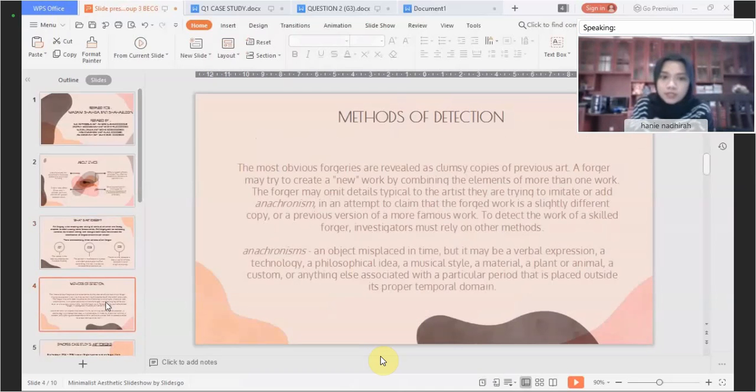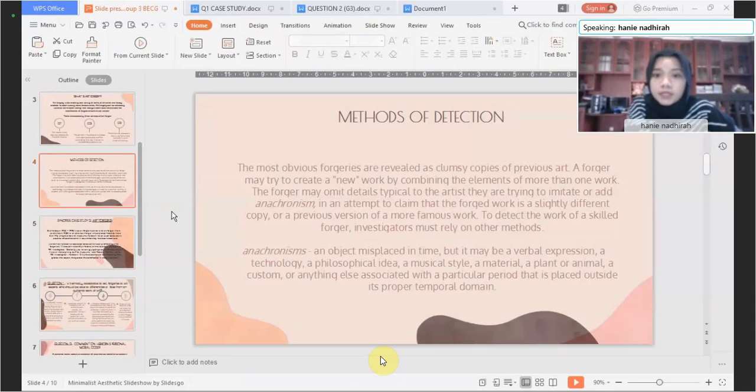Next is the methods of detection. The most obvious forgeries are revealed as clumsy copies of previous art. A forger may try to create a new work by combining the elements of more than one work. The forger may omit details typical to the artist they are trying to imitate, or use anachronism in an attempt to claim that the forged work is a slightly different copy or a previous version of a more famous work. To detect the work of a skilled forger, investigators must rely on other methods.